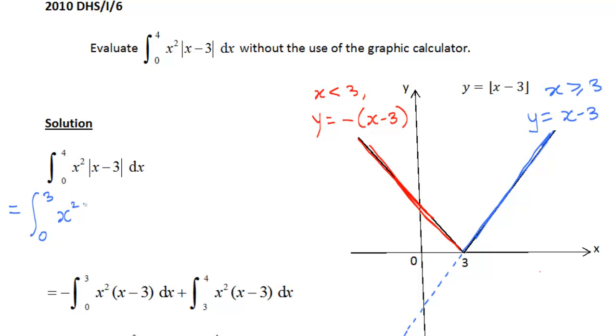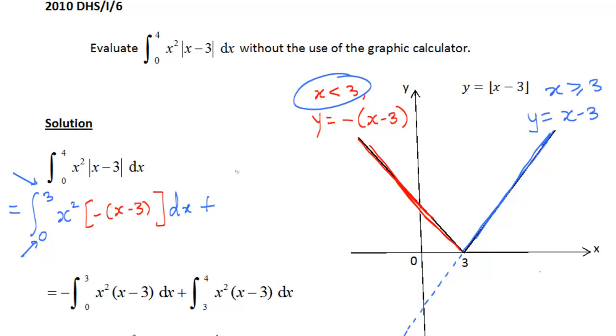For x equals 0 to x equals 3, the absolute value of x minus 3 follows the equivalent form of negative of x minus 3, because the values of x in this integral go from x equals 0 to x equals 3. So that corresponds to the portion when x is smaller than 3.